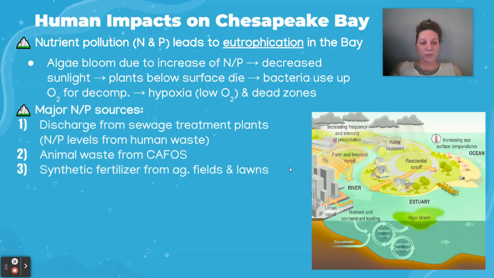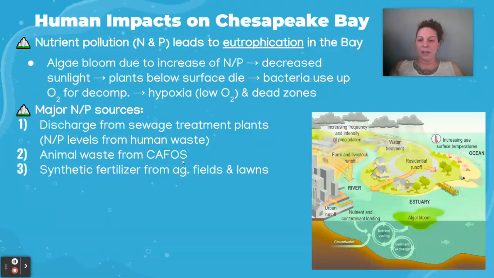So, some major nitrogen and phosphorus sources from humans that are heading into the Chesapeake Bay. Number one, discharge from sewage treatment plants. So, that's actually the nitrogen and phosphorus levels from human waste ending up in the waterways. Now, these systems do their best, they try, but they can never get those numbers to zero. It's just not easy to do. Then we're going to have our animal waste from CAFOs, which are concentrated animal feeding operations.